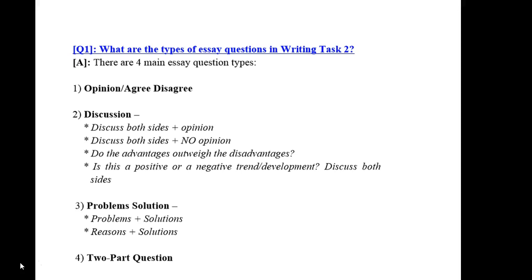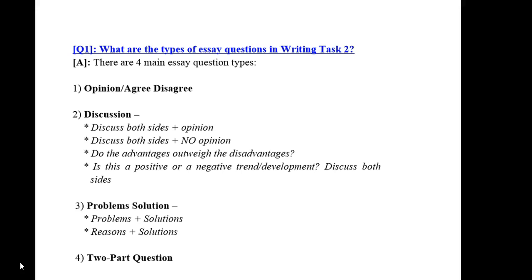And the last type of the discussion question considers talking about a positive or negative trend. You will find the question: is this a positive or negative trend or development? Discuss both sides. In this case, for example, you might get a question on online education.